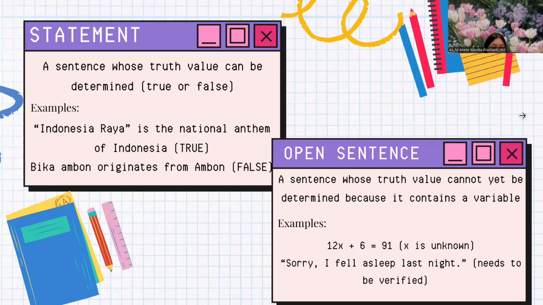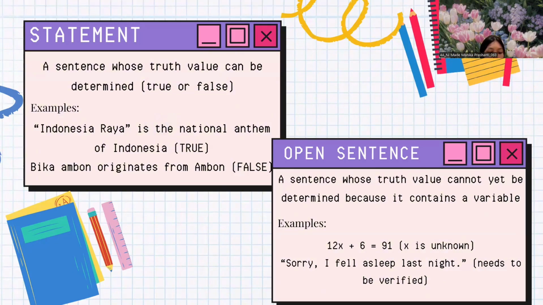Moving forward, let's get started with the core presentation on mathematic logic. A statement is defined as a sentence that has a defined truth value. This means we can clearly point to it and say, yes, that is true, or no, that is false. In logic, a sentence cannot be both. It must be one or the other.